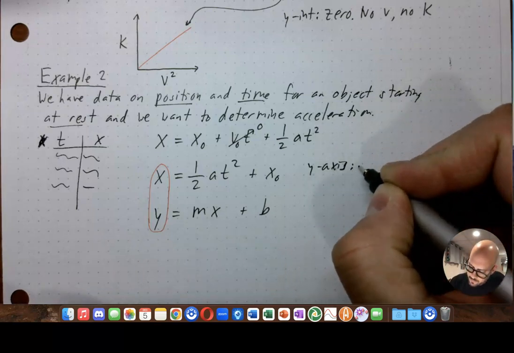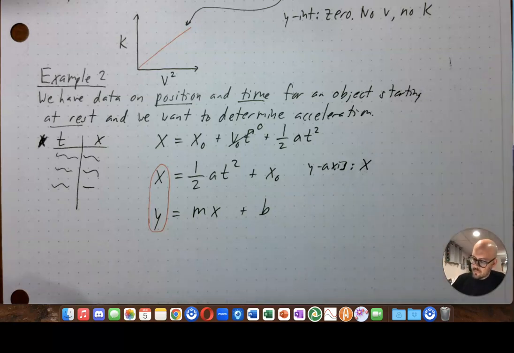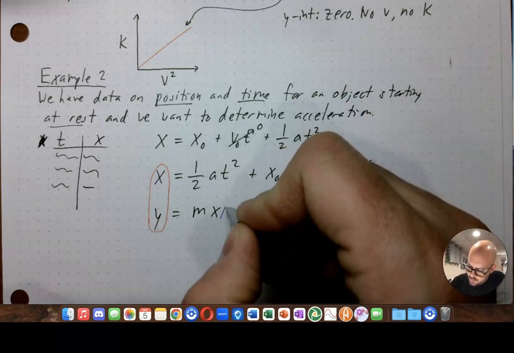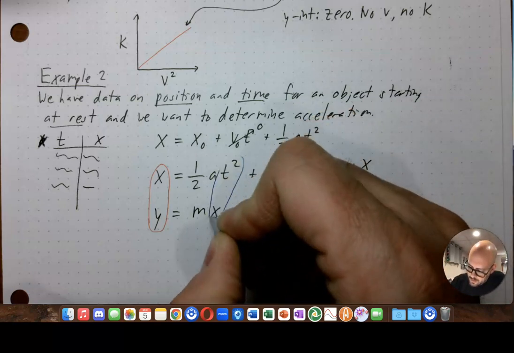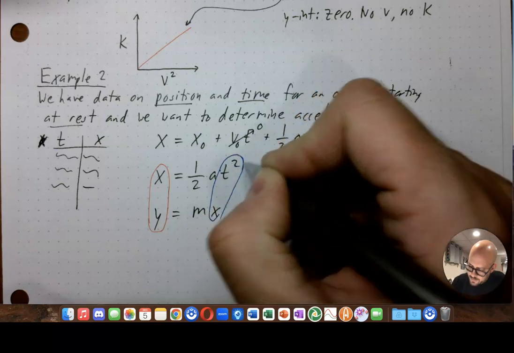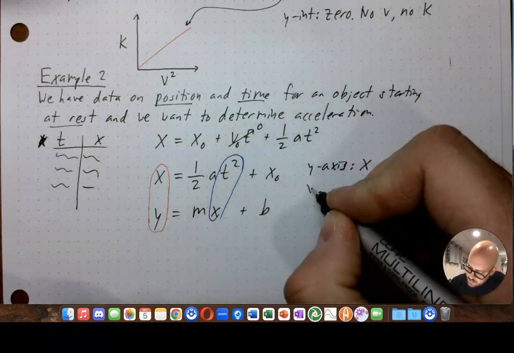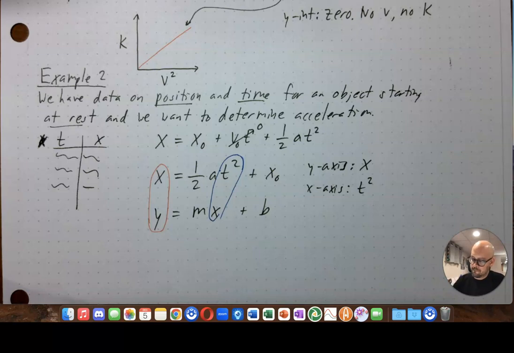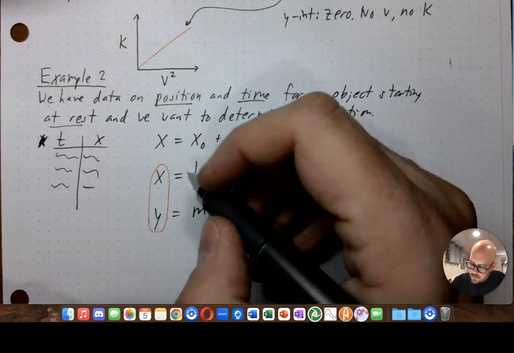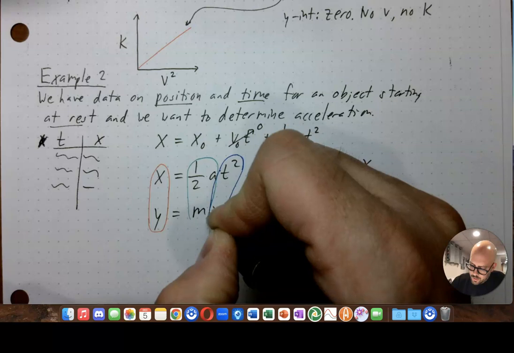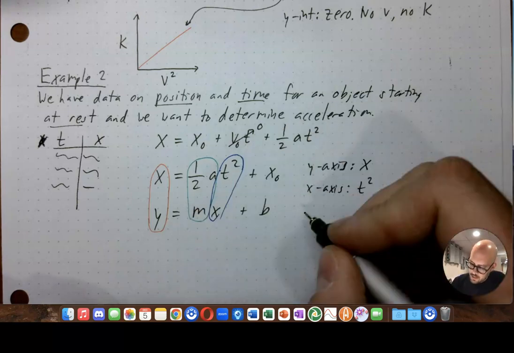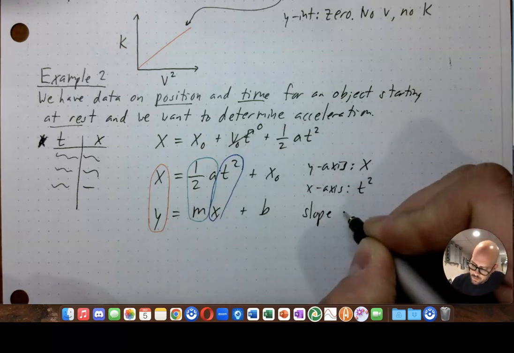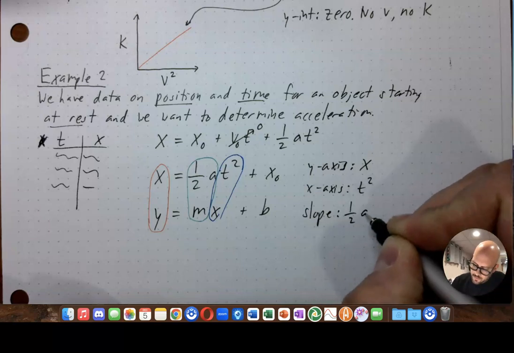I'm going to graph position. I'm going to circle x, and then I have data on time, so I'm going to graph the time data on the x-axis, but I'm going to graph not time, but time squared. And that means that my slope is going to be whatever's left multiplied by time squared. So slope is going to be 1/2 acceleration.